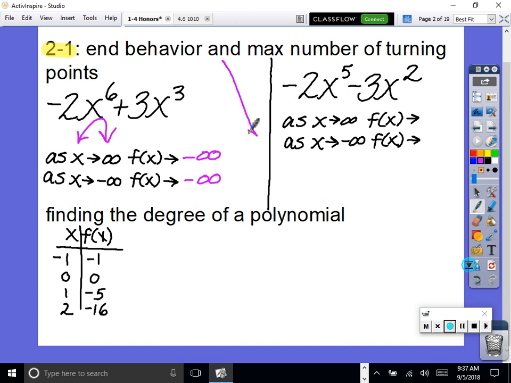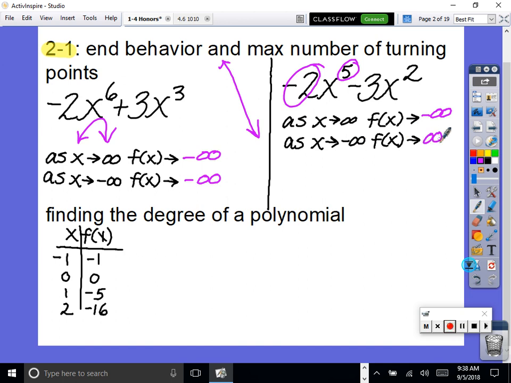This one is actually up and down, because once again, odd and negative would be like a negative line. So yeah, awesome. So as x goes to infinity, f of x goes to? Negative infinity. And then as x goes to negative infinity, f of x goes to?